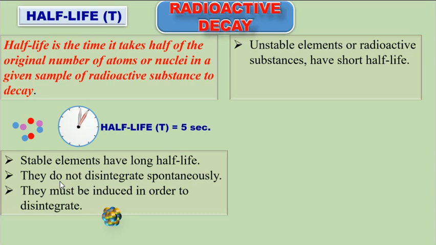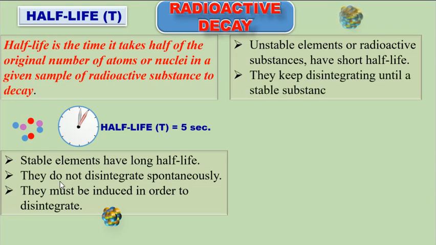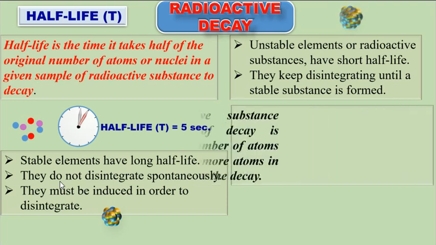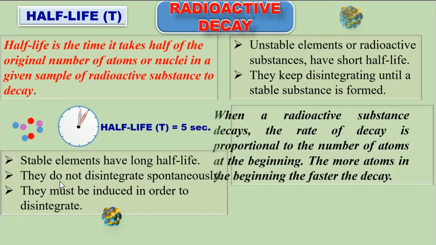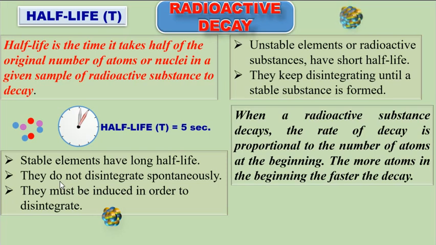By the time you expose them, they will transform to other elements. So they keep disintegrating until a stable nuclide, a stable substance, is formed. So that is radioactive materials and the half-life. When the half-life is long, you have stable elements, and when the half-life is short, you have unstable elements. So now we have seen what we mean by half-life and how it relates to the stability of elements.